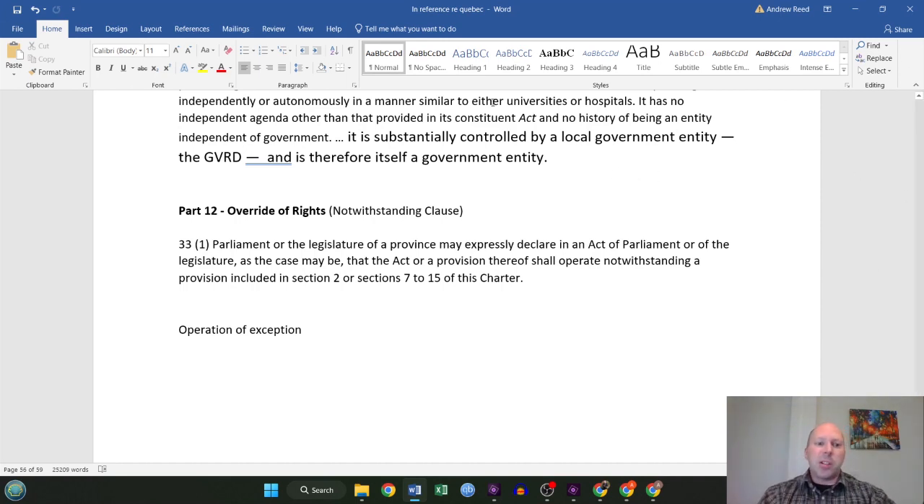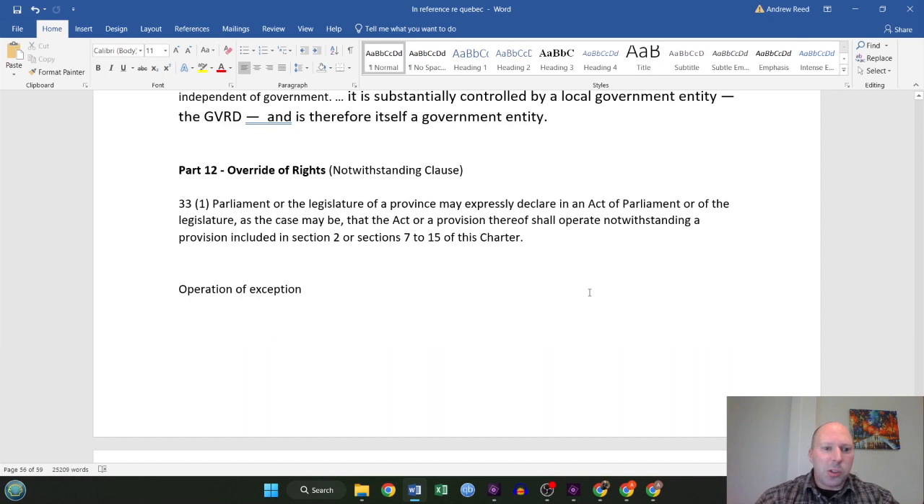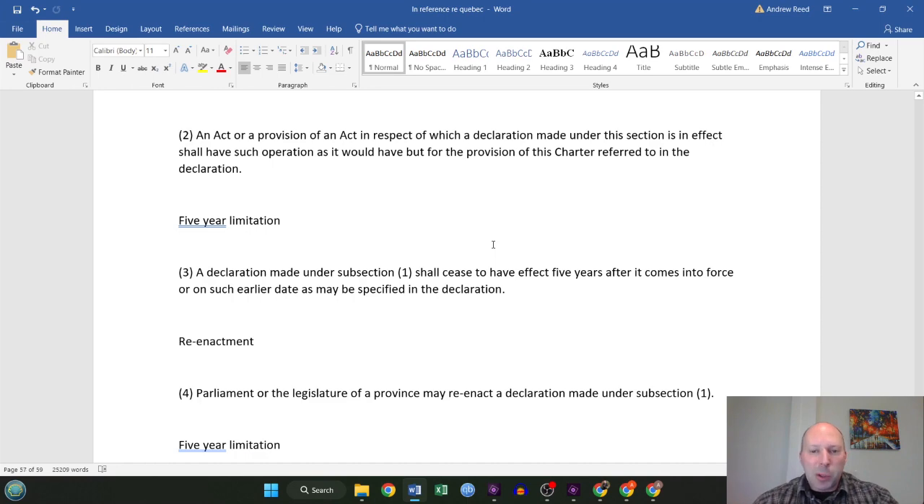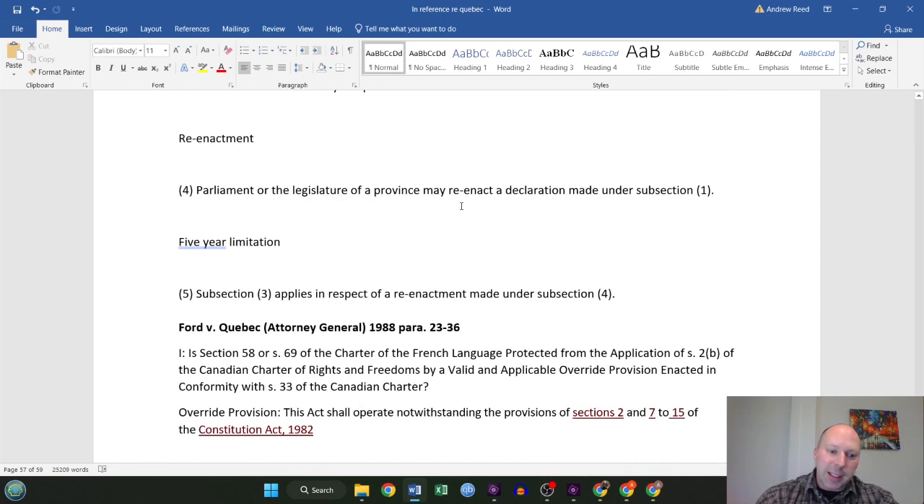So this clause, section 33 of the Constitution, says the Parliament or the legislator of a province may expressly declare in an act of Parliament or of the legislator, as the case may be, that the act or a provision thereof shall operate notwithstanding a provision included in section 2 or subsection 7 to 15 of the Charter. So there's an operation of exception: by invoking this clause, it's okay to make this act an exception to the Charter rights. There's a 5-year limitation; it will expire after 5 years unless they reenact it.